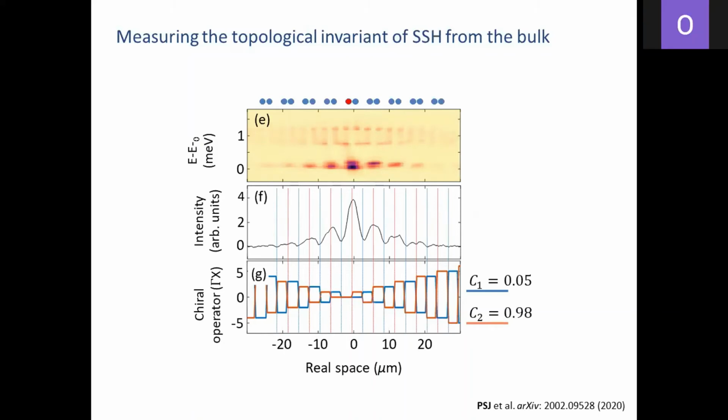Okay. Thank you very much for your talk. I have just a small question. You mentioned disorder at the end, but it's not very clear to me how you can define a topological invariant in the presence of disorder. So could you comment on this?